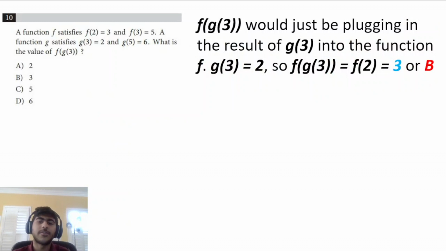Well, f of g of 3 is just what you get when you plug in the value of g of 3 into f. Now g of 3 is said to be 2, so f of g of 3 is f of 2, which is 3. And that is answer choice B.